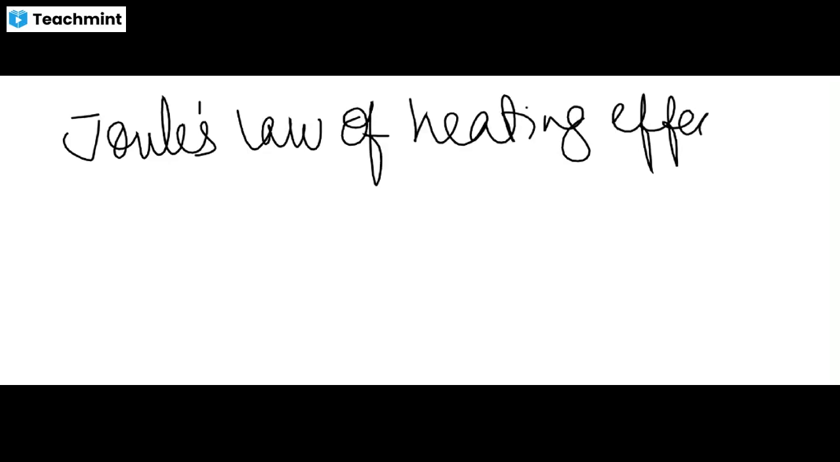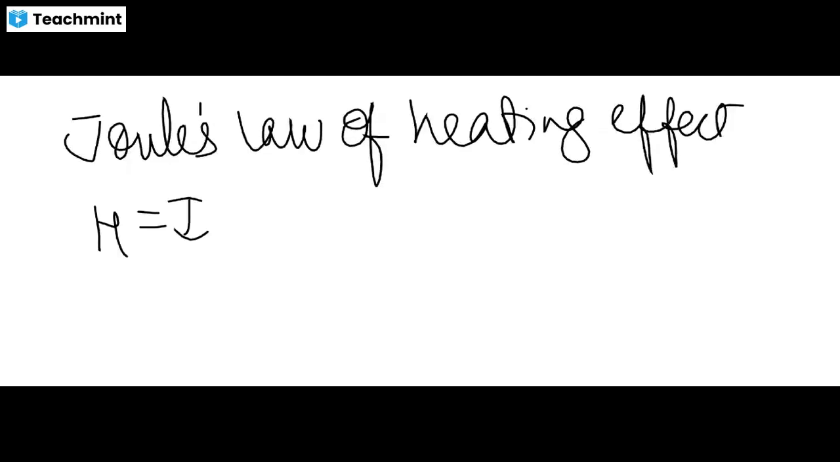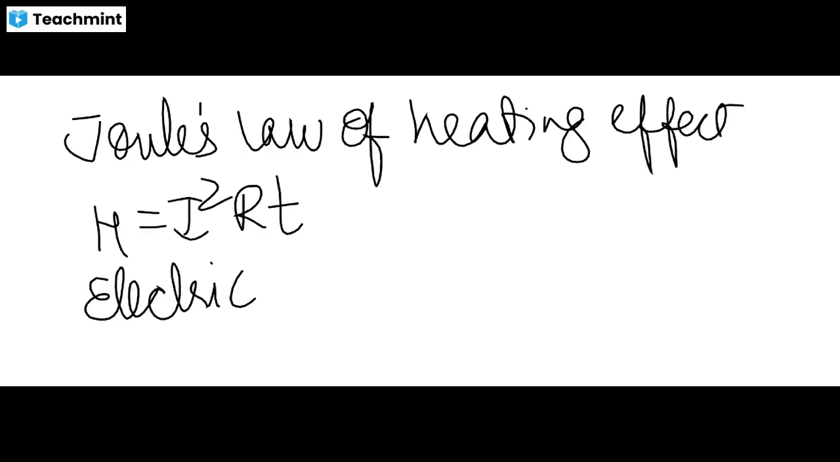Heat energy is given by H equals I square R T, where I is current, R is resistance, and T is the time for which that electric appliance is used. And one more formula you will use to calculate the electrical energy, that is electric power. Power is equal to V I. P is equal to V into I. This is one formula you are using.